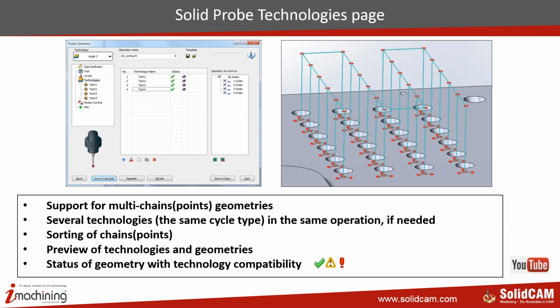Of course, we support multi-chain geometries. Geometries here are just like geometries in any 2.5D operation, whether it be a drilling type of geometry or a chain geometry, which supports multi-chains. You'll see exactly what I'll be talking about in a few moments as well. I can even break up multi-chains in one operation to do different types of inspection on those chains. You'll see exactly what I'm talking about again.